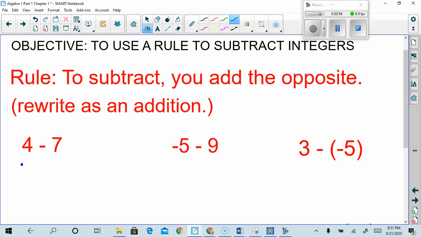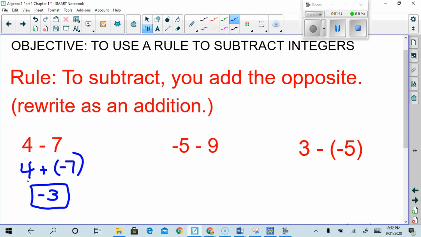I'm going to keep, and then I'm going to add the opposite of 7, which gives me -7. I now have an addition problem, and when these signs are unlike, I'll subtract and keep the sign of the greater absolute value. Let's see that again.